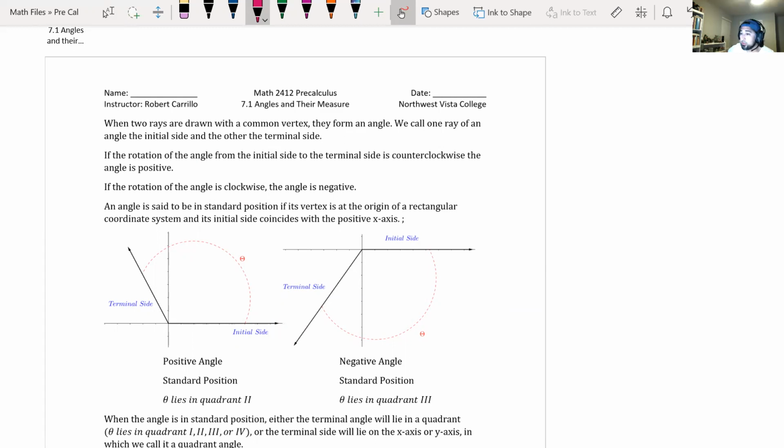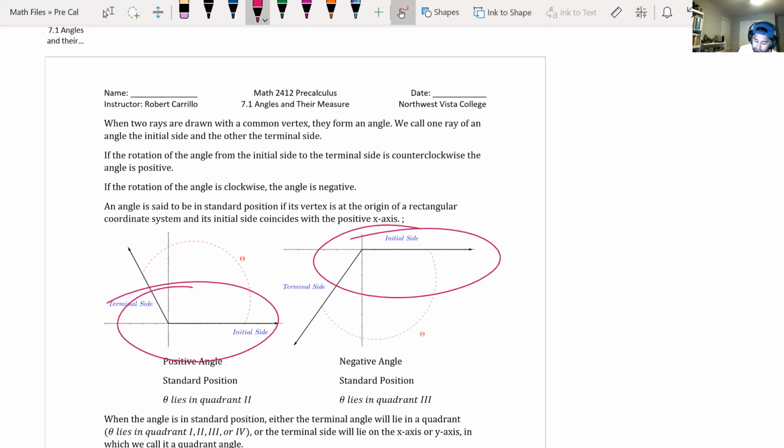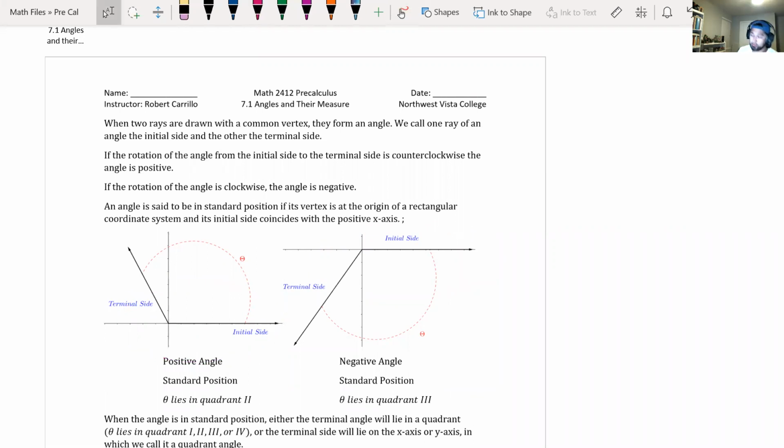Okay. An angle is said to be in standard position if its vertex is at the origin of a rectangular coordinate system and its initial side coincides with the positive x-axis, as you see here on all these pictures. You have the vertex at the origin, and the initial side is always on the positive x-axis. And positive angles means we go counterclockwise. Negative angles mean we go clockwise.